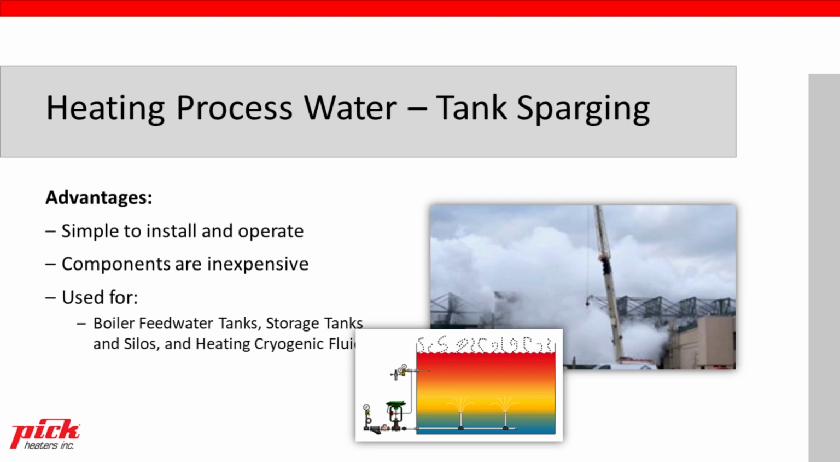Starting with tank sparging. As I mentioned, I think this is probably one of the crudest forms of steam injection. Oftentimes I see people just connecting a pipe into a tank, or even as simple as taking a steam hose and putting it in a tank. So it's simple to install and operate. Components are generally inexpensive. So you would find it used for heating boiler feed water tanks, big storage tanks, and silos. That's quite common in the pulp and paper industry, where they have silos with water coming back from all points of the plant and needing to reheat it. And then also heating cryogenic fluids.